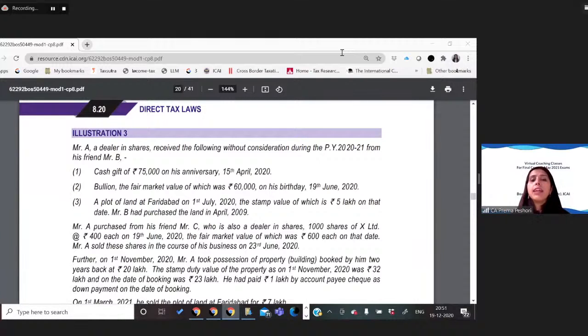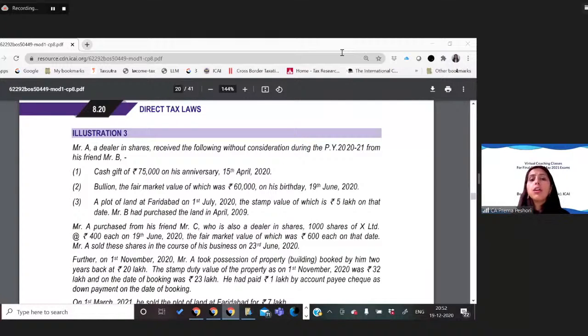Mr. B had purchased the land in 2009. Mr. A purchased from his friend Mr. C, who is a dealer in shares, 1000 shares of X Limited, at 400 each, on 19 June, the fair market value of which was 600 on that date. Mr. A sold these shares in the course of his business on 23rd June 2020.